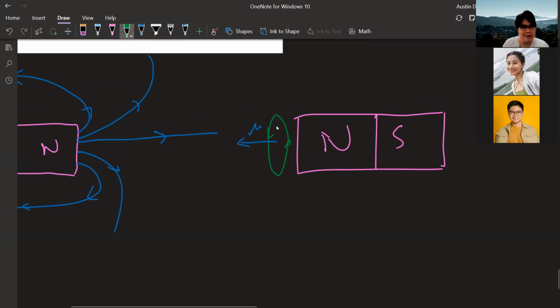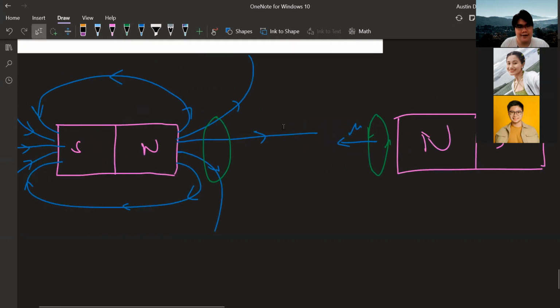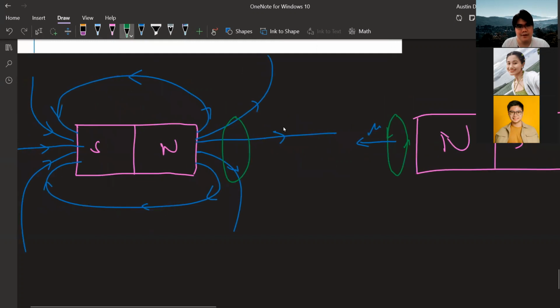Alright, lapit lang natin si current loop dito. Yan. Okay. Tapos towards to the right.